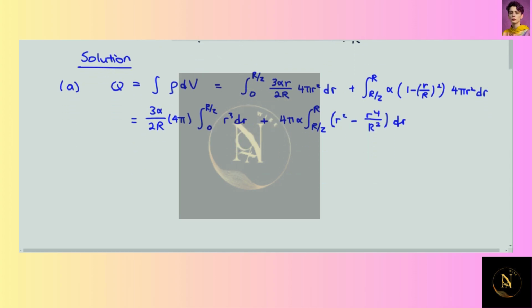Okay, then continue. 3 alpha divided by R times 2 pi, and then you get 1 over 4 (R over 2) to the 4. When you integrate r cubed, you get 1 over 4 r to the 4, and then you put in the limits. The only limit that contributes to the definite integral is the one with R over 2, so you can just substitute like that. And then you do the same thing for the next term.